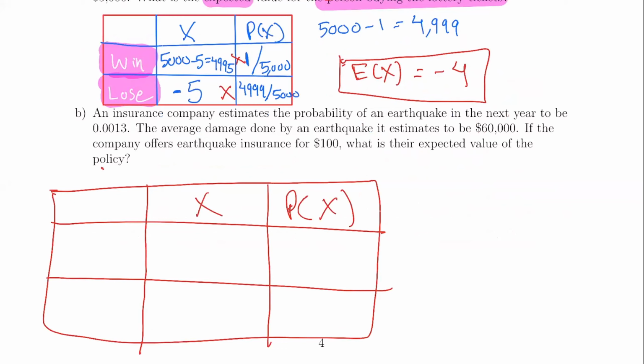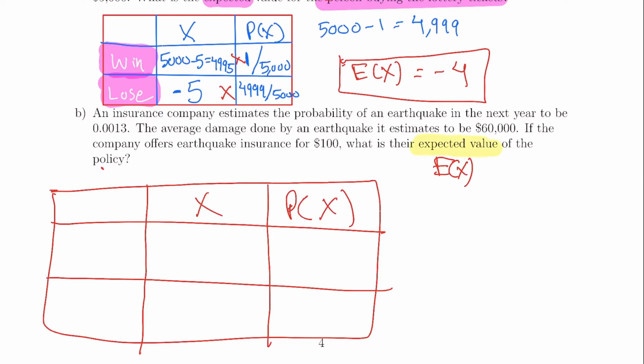So let's read this problem. It says an insurance company estimates the probability of an earthquake in the next year to be 0.0013. The average damage done by the earthquake is estimated to be 60,000. If the company offers earthquake insurance for $100, what is the expected value of the policy? So if you look right here, we have expected value. So that's telling us we want to find E of X.